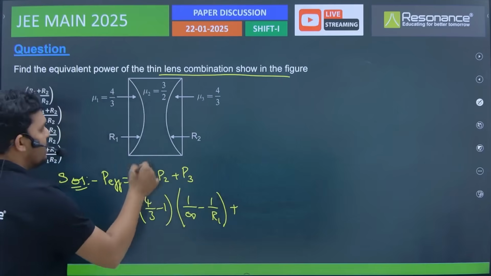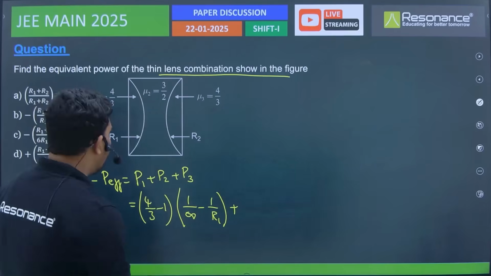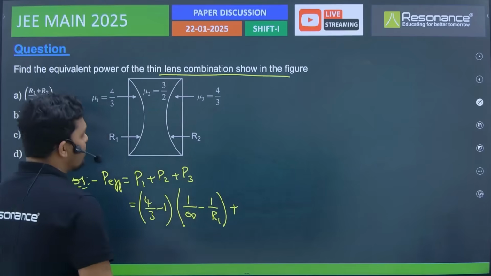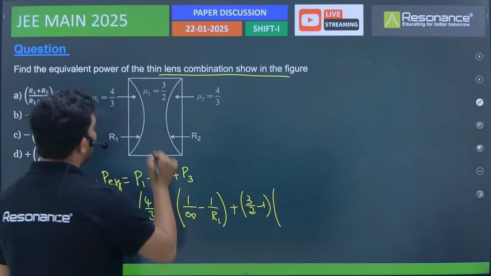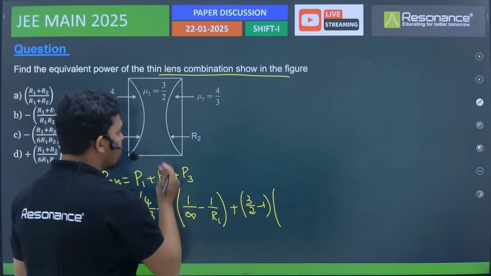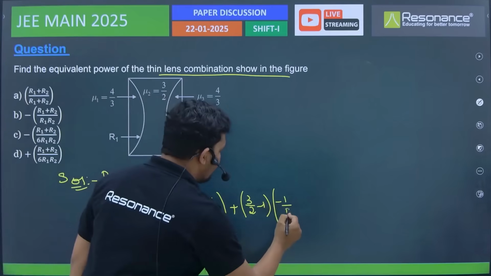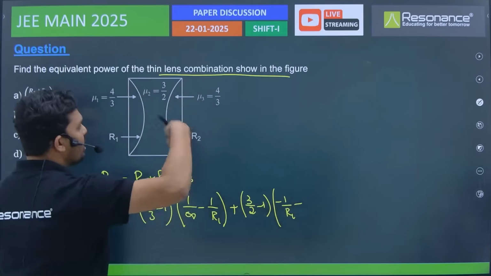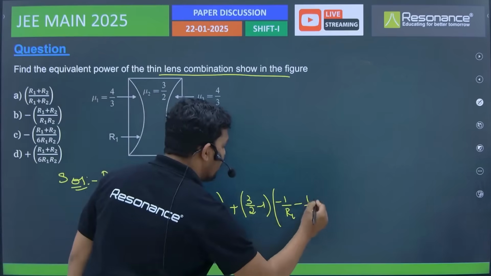When you simplify the second power, we have to use the same formula again. 1 by F equals to mu minus 1 into 1 by R1 minus 1 by R2. So mu minus 1 is going to be what? 3 by 2 minus 1 into 1 by R1. This part remains as usual, but due to the sign convention, it should be taken as negative. So minus 1 by R1, minus of this part, which is on the right side. Due to the sign convention, I must take it as positive. So I'm going to take here 1 by R2.